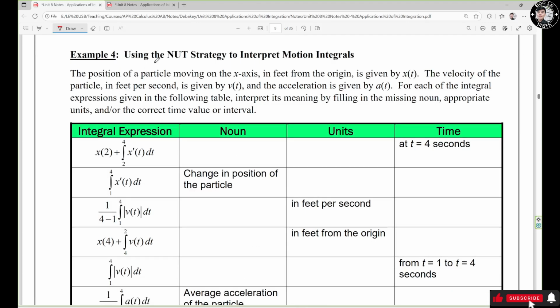Now, example number 4. Using the NUT strategy to interpret motion integrals: N stands for now, U stands for units, and T stands for time. Now, we have s of 2 plus the integral from 2 to 4 of s prime of t dt, at t equals 4 seconds. This one tells us the position of the particle at t equals 4, in feet, from the origin.